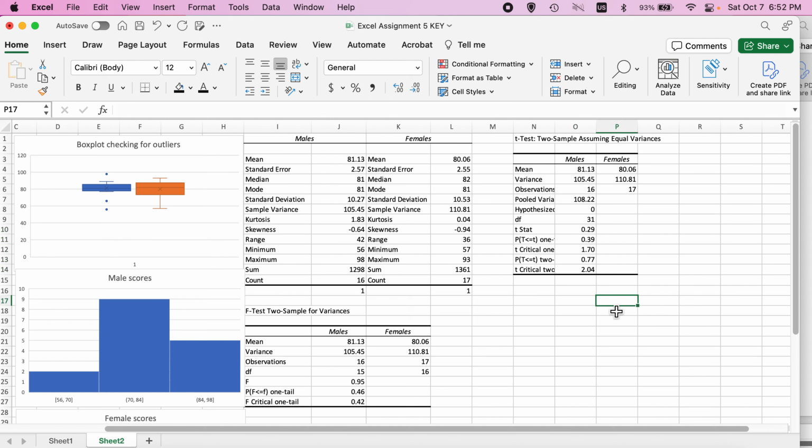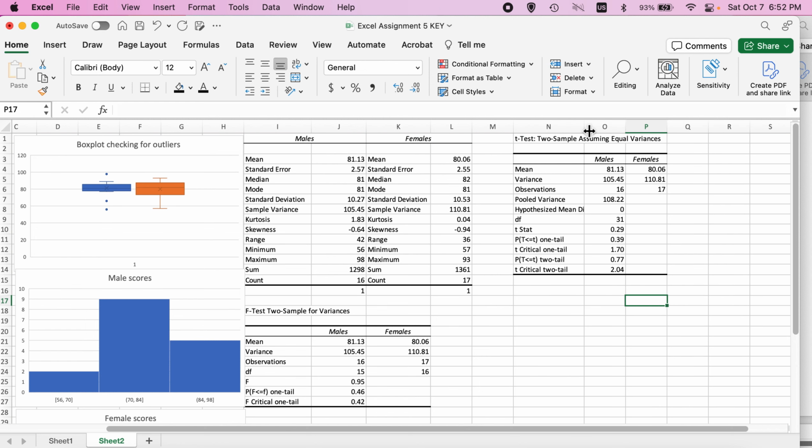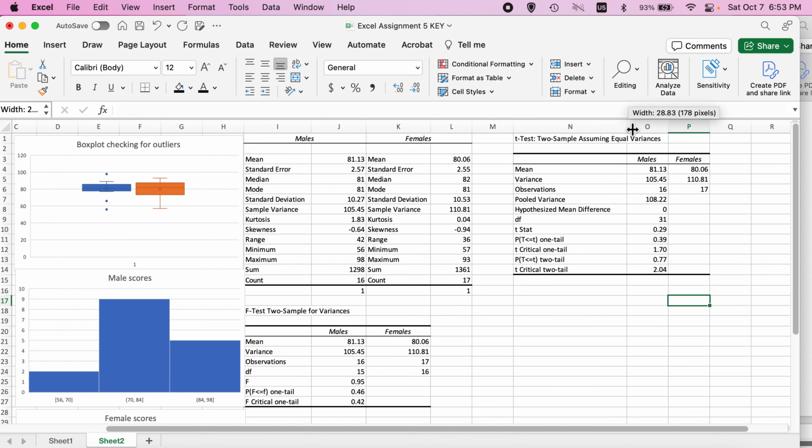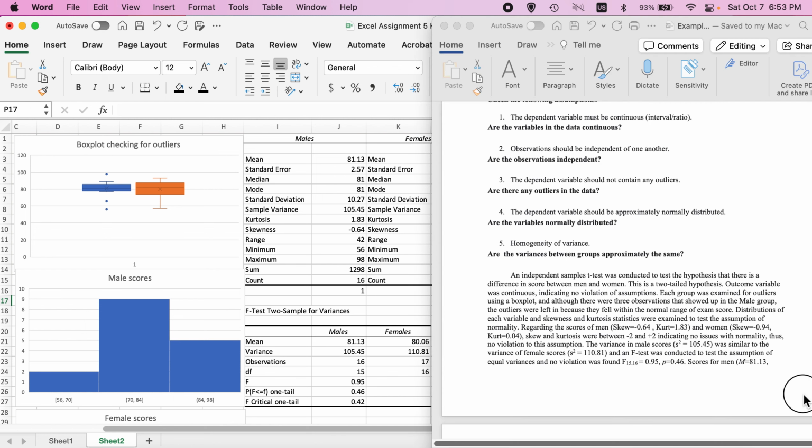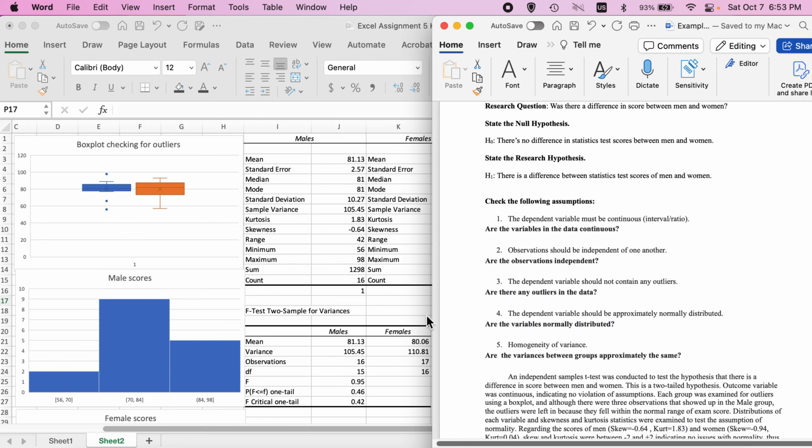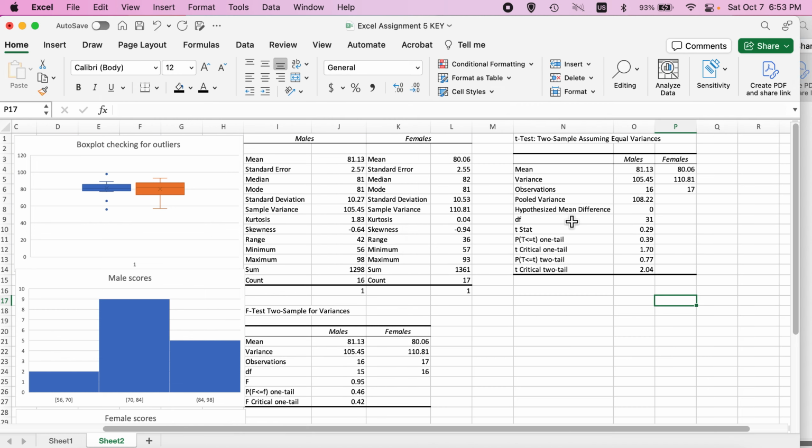And now I can use this information for what I need, which is, okay, answers the hypothesis question. We're testing the hypothesis that there's a difference between these 2 groups, right? So that's the hypothesis. That's our research hypothesis. So now we can look at what do we need?